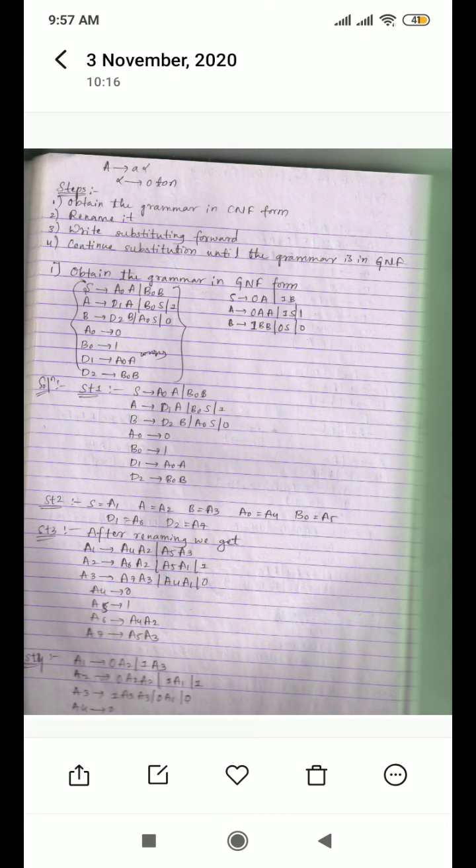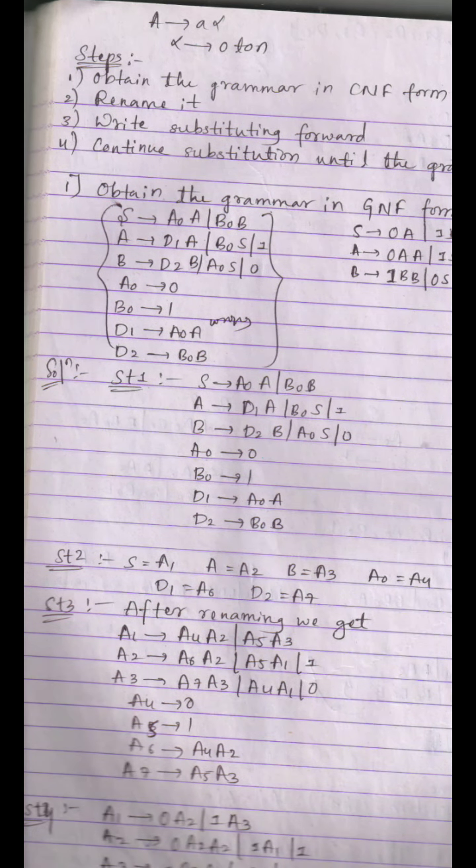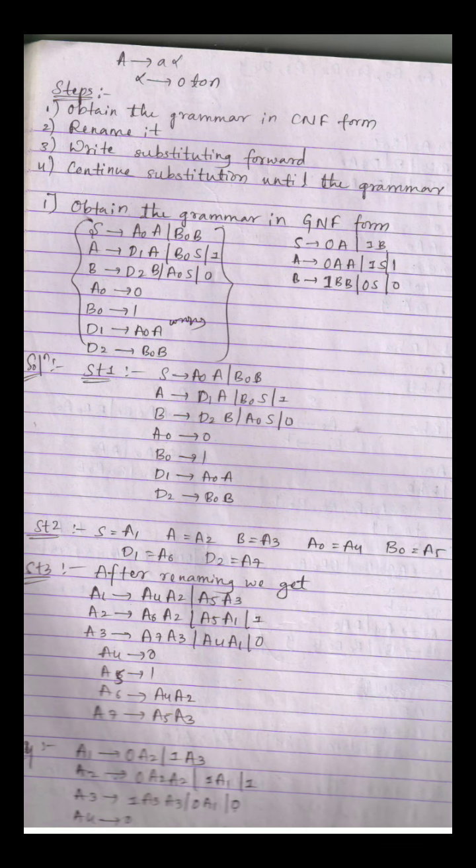Greibach normal form states that on the left-hand side you can have an uppercase letter, followed by an arrow, and on the right-hand side you can have only one lowercase letter followed by zero or more uppercase letters. That we call GNF form. Next, what are the steps to perform this GNF conversion?